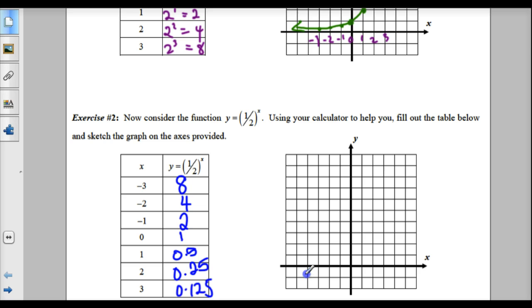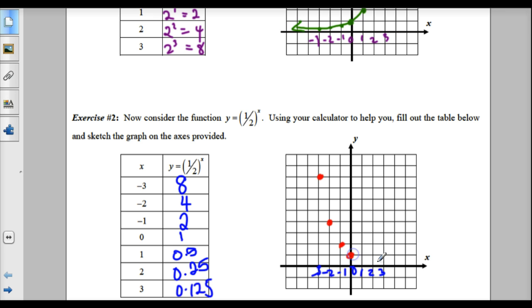So I'm going to go ahead, negative 3. Oops, I actually started one box earlier. Negative 3, negative 2, negative 1, 0, 1, 2, 3. And I want to plot these points. So it's 1, 2, 3, 4, 5, 6, 7, 8. Then 1, 2, 3, 4. 1, 2.